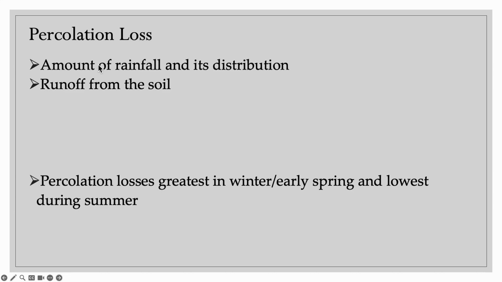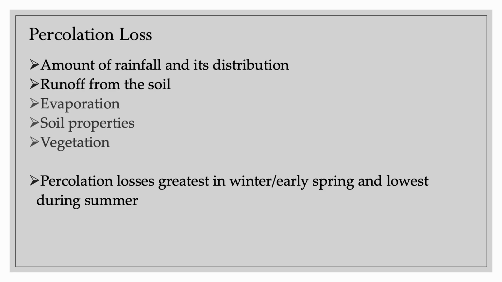So our percolation loss, remember, is going to depend on the amount of rainfall and its distribution and how much runoff from soil that we have. Some other important factors are going to be how much evaporation, our soil property. So we would expect greater percolation loss in a sandy soil versus a more clay loam soil. And then what type of vegetation is actually grown on that soil.